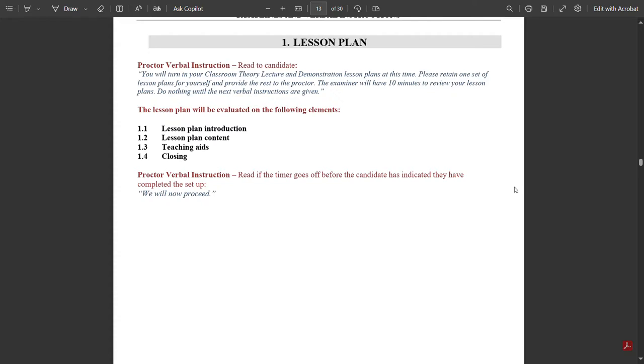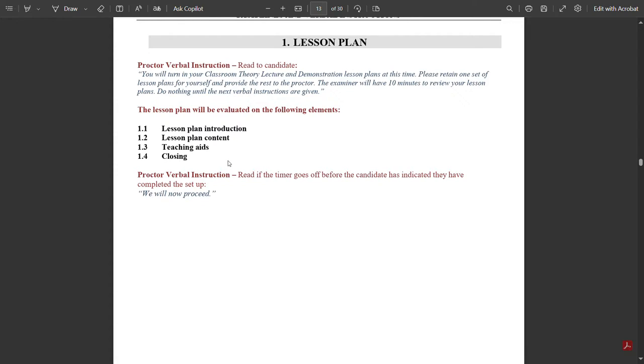The initial instructions they will give you are: you will turn in your classroom theory lecture and demonstration lesson plans at this time. Please retain 1 set of lesson plans for yourself and provide the rest to the proctor. The examiner will have 10 minutes to review your lesson plans. Do nothing until the next verbal instructions are given. So what are you being graded on? Introduction, content, teaching aids, and closing.